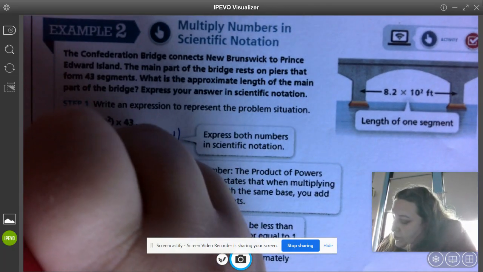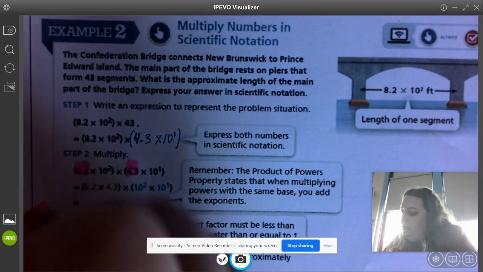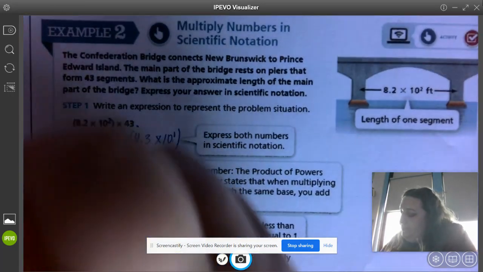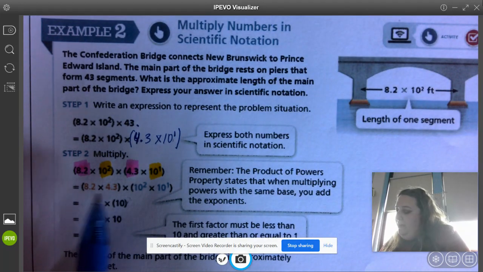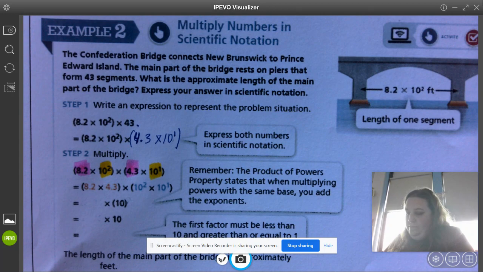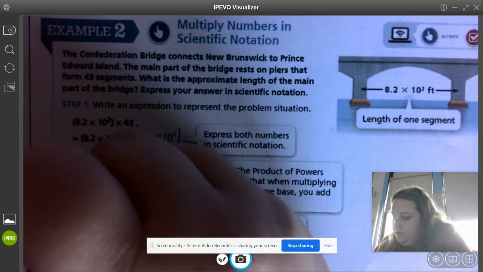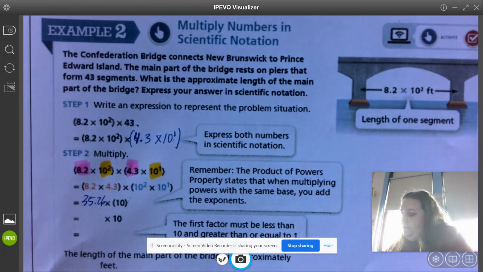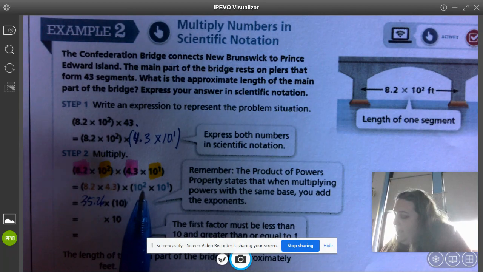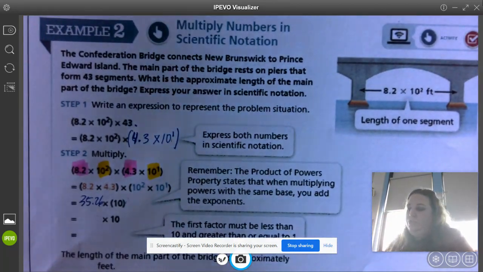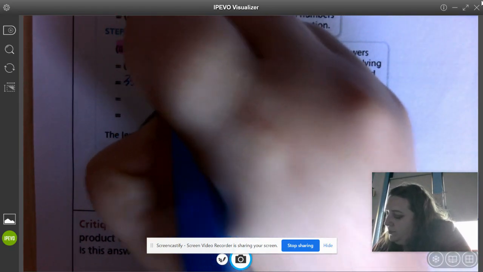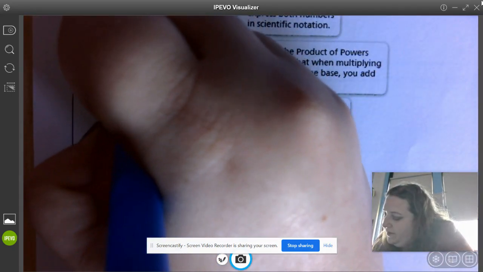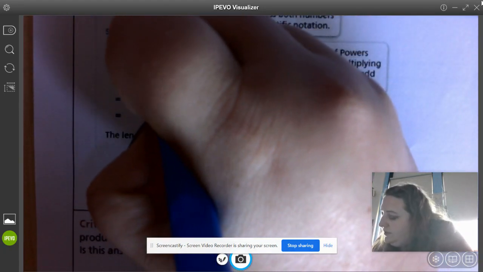So what I want to do is multiply my coefficients, which you can see here, and then I want to multiply my base 10s, okay? I'm just going to grab a calculator. So I'm going to start with the 8.2 times 4.3. That gives me 35.26. Okay. Now, for my tens, we're going to use the product of powers property. That tells us when we're multiplying with a like base, we keep that base and add the exponents. So basically, I'm going to add 2 plus 1. So this gives me 35.26, we're not doing anything with that yet, times 10 to the third power.